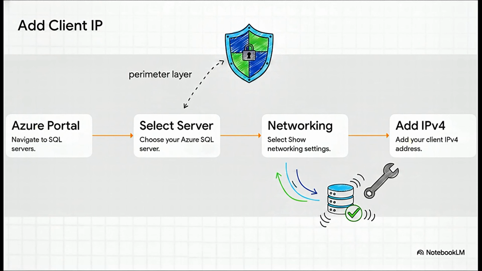Under the firewall rules, you need to visually confirm that your client IPv4 address is listed and saved. Look, even though the script handled it, a good DBA always verifies. Trust but verify. If for some reason it's missing, just click Add your client IPv4 address and hit Save.